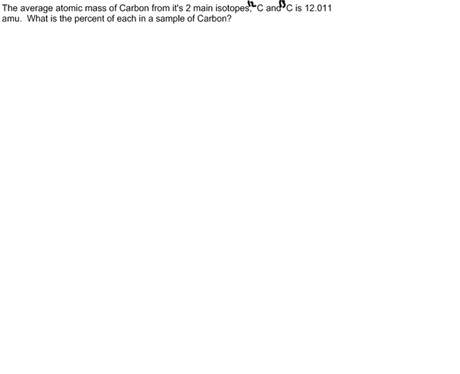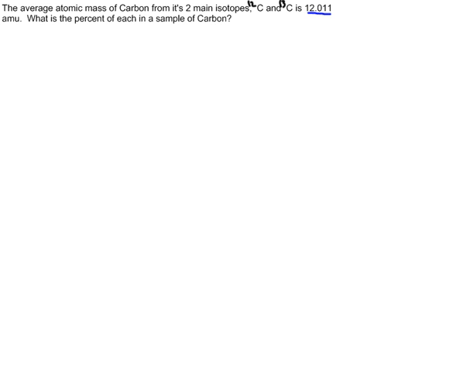The average atomic mass of carbon from its two main isotopes, carbon-12 and carbon-13, is 12.011 AMU. What is the percent of each in a sample of carbon? So this question is giving you the average here. It's telling you when you put those two isotopes together in a sample, the average is pretty close to 12.011.